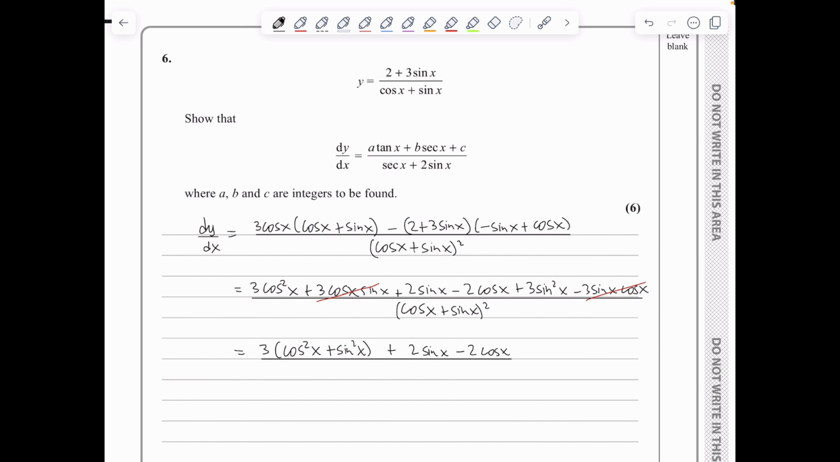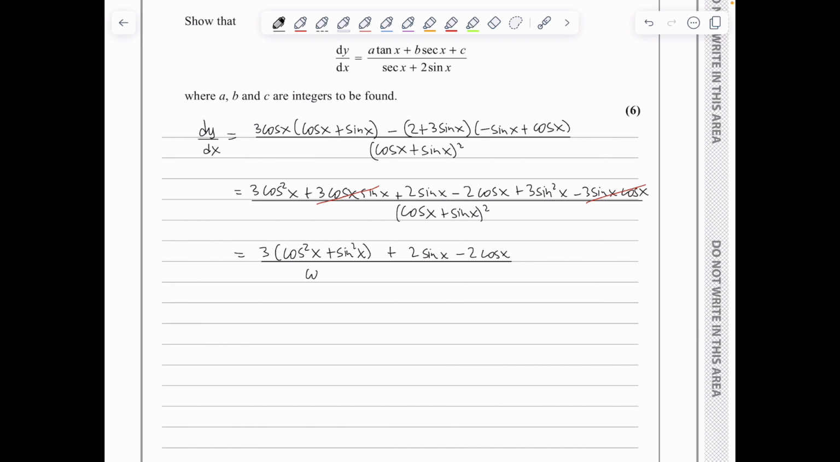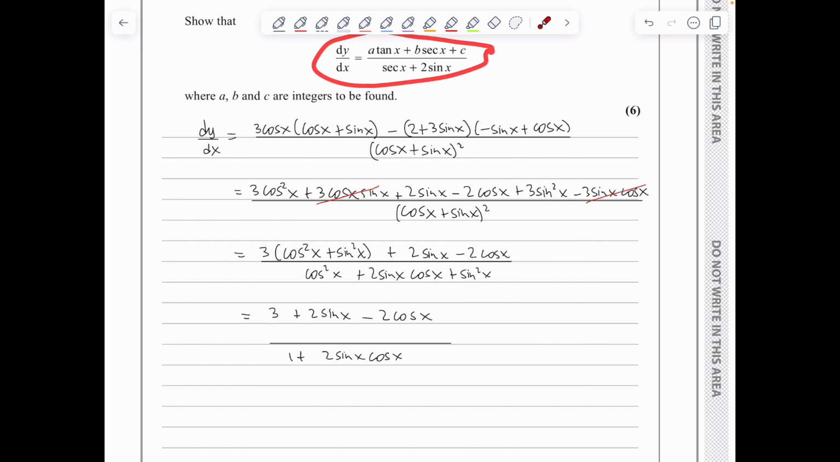And I will now expand the denominator, which is going to give me cos squared x plus 2 sine x cos x plus sine squared x. Now obviously in the numerator we've got 3 plus 2 sine x minus 2 cos x, whereas in the denominator we've got 1 plus 2 sine x cos x. I know we might be tempted to write 2 sine x cos x as sine 2x. However, notice that in the answer we need to arrive at, we don't have any double angles, it's just x, so I keep it as it is.